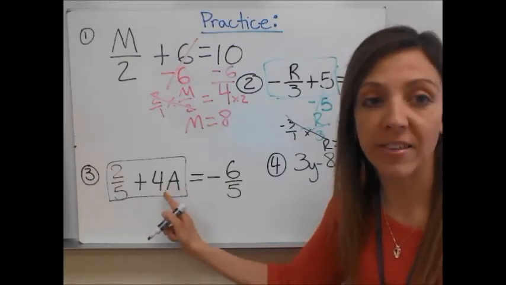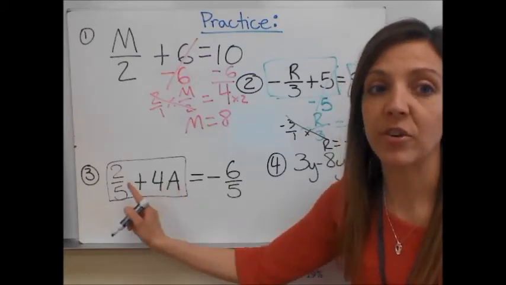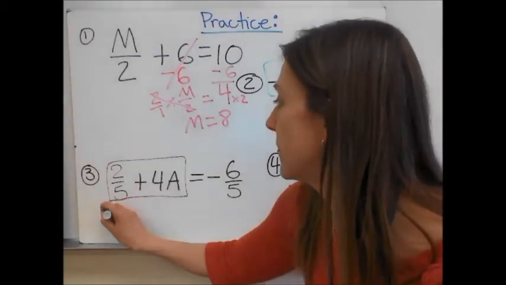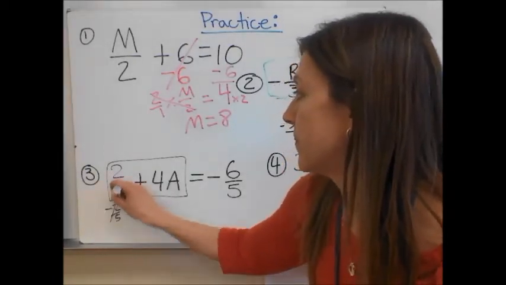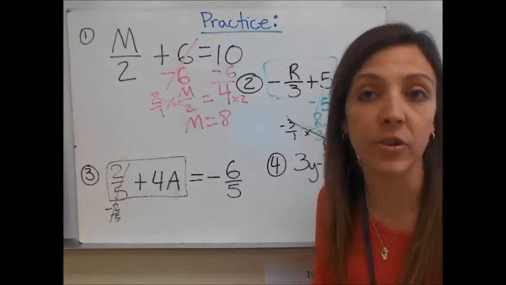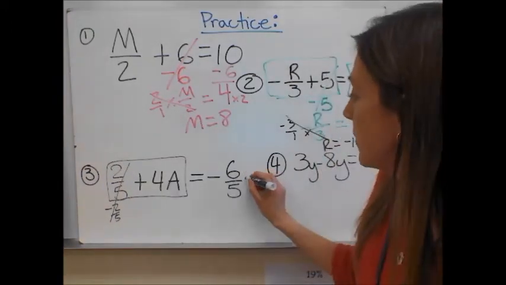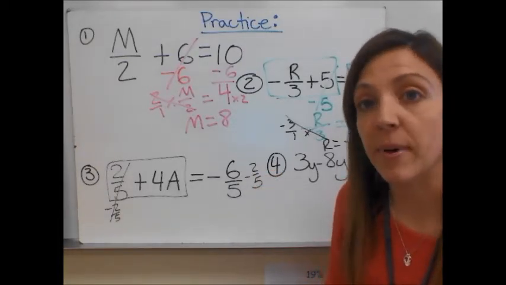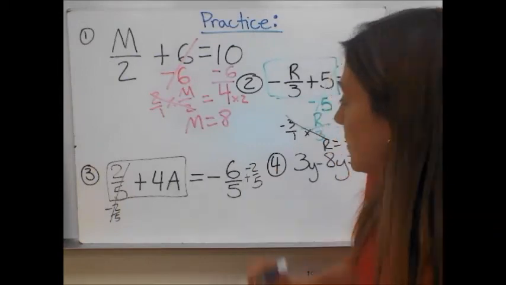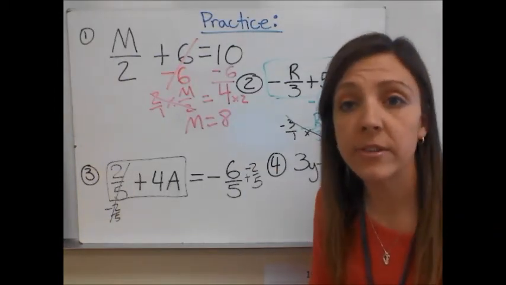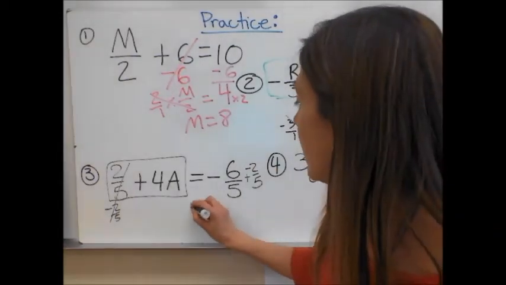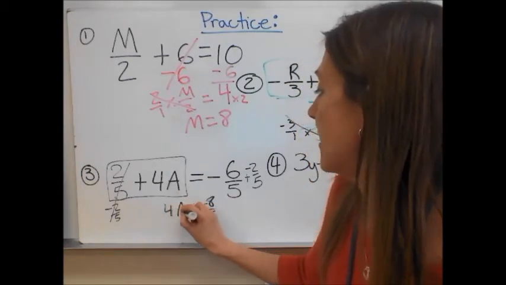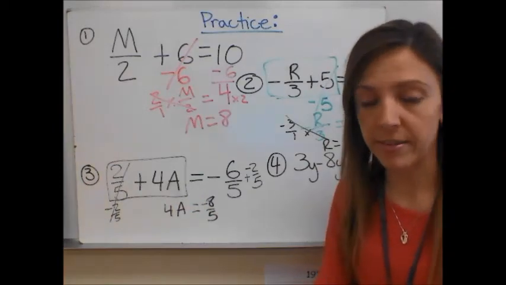Well, I know that 4a, this is multiplication. So I'm going to start over here with the 2/5. I can subtract 2/5 to get rid of it. That cancels out. 2/5 minus 2/5 is 0. And then I'm going to subtract 2/5 from the right side. Negative 6/5 minus 2/5, or I could switch it to plus a negative 2/5, equals a negative 8/5. So now I have 4a equals negative 8/5.